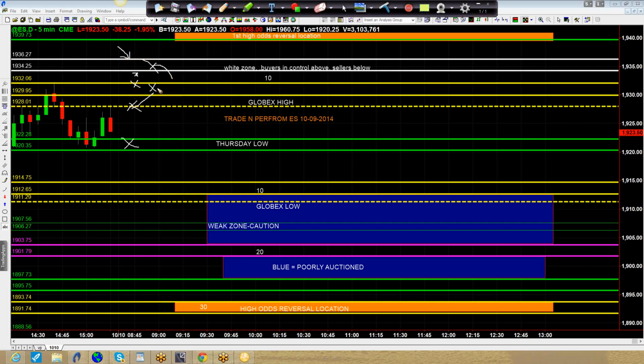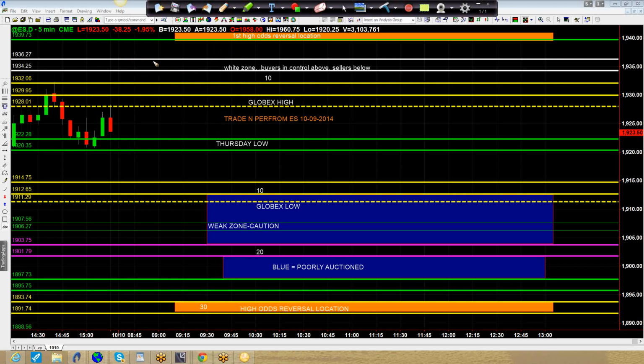I'd rather see a push up into the 1934-36 if I'm less aggressive for a push back down and a test of Thursday's low. If we can push all the way up to 36 and get a backside test of Thursday's low, there's a good chance we hold and start pushing up into these areas.